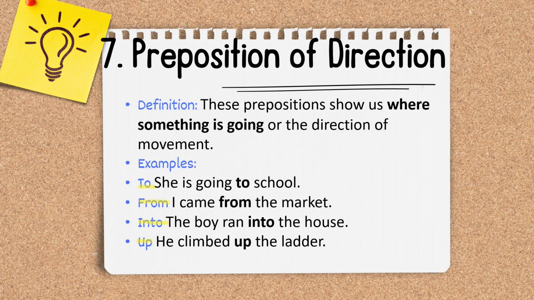Where? To school. Then she came from the market. So you are indicating that she is coming from the market. Okay. Then the boy ran into the house. So into is telling you where the boy is running, into the house. He climbed up the ladder. Up, and she climbed down. So up and down are telling you the direction in which they are climbing.